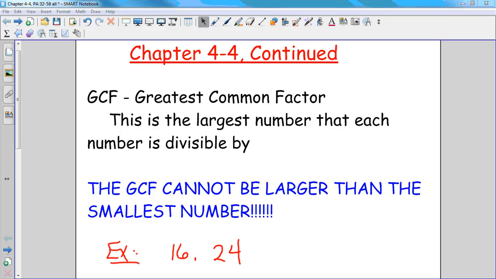I shouldn't write these in marker. They're going to be hard to read. There are colored pencils, I believe, back there somewhere. Oh, look, somebody lost a pencil. It's pink, too.